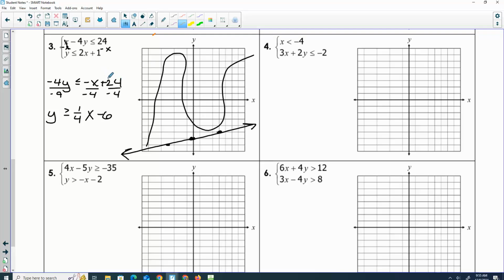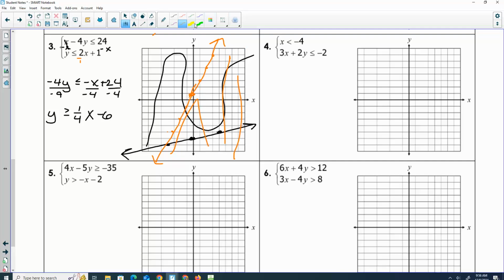Then we graph the second line. It has a y-intercept of 1, slope of 2, that's like 2 over 1, so up 2 over 1, or you could go down 2 and left 1. That one also would be solid because it has an equal to. And which side are we shading for that one? Below. So we were here, so below it would be this region.